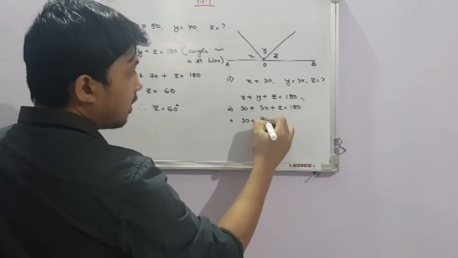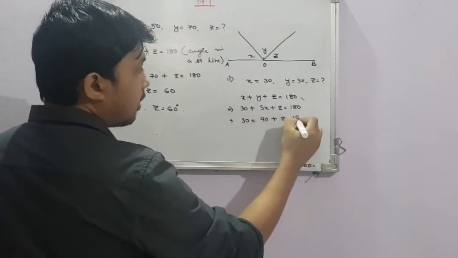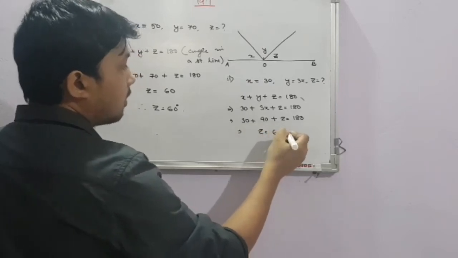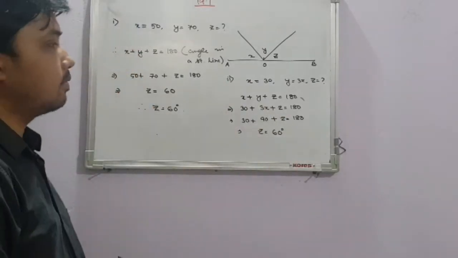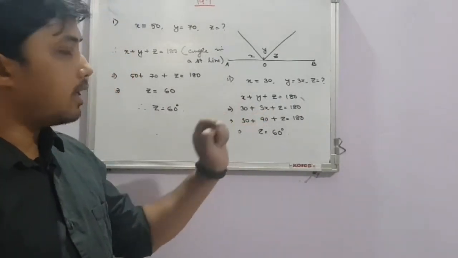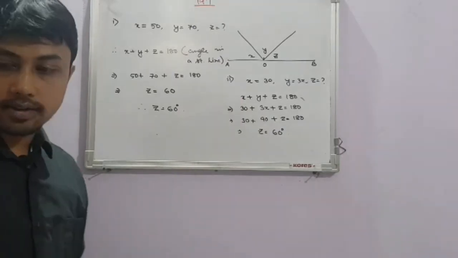So 3 into 30, this will be 90. Very easy, right? Understood, right? So if you solve this one, you will get z is equal to 60 degrees again. Very easy. I think you have understood. X is 30, so I'll put x equal to 30, it will be 90. Alright. So the first part and the second part.